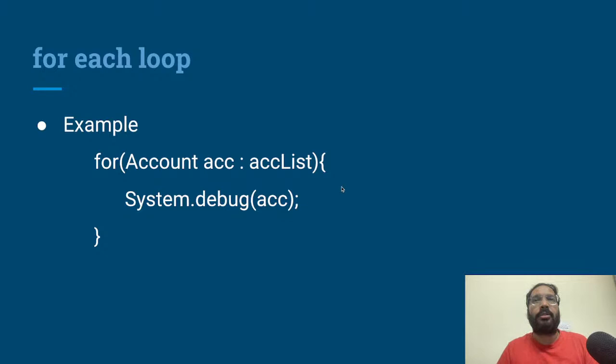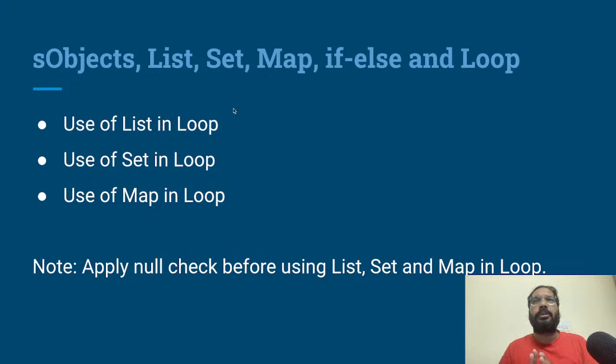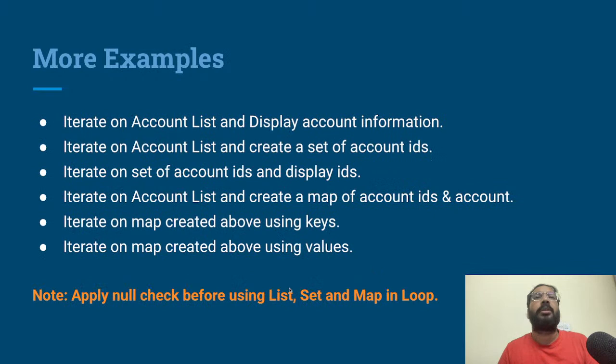Before that, just focus on this slide. The examples which I'm going to show you will use everything together. You will see sObjects like account, contact, or other custom objects. You will see list, set, map, if else, loop. Whatever we have learned so far in Apex, I will combine everything and give you examples. Now I'm jumping to these examples, and you can see this last line is also important. We need to apply the null check that we understood yesterday. So I will be covering everything together, going example by example.